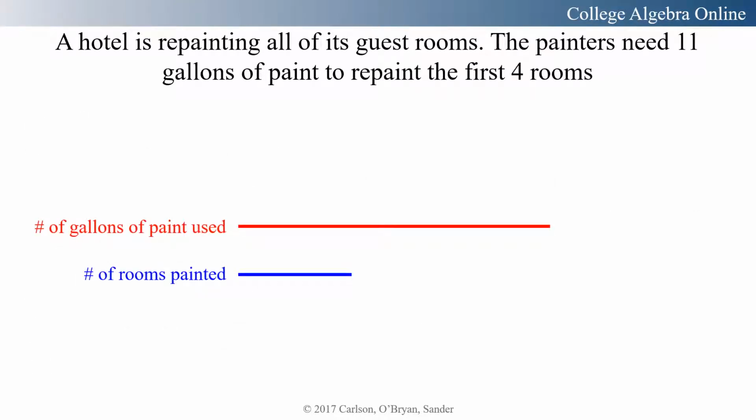Let's visualize the values of the varying quantities using line segments. One line segment's length represents the number of gallons of paint used so far. The other line segment's length represents the number of rooms painted. By putting these line segments next to each other, we can emphasize that the number of gallons of paint used is 2.75 times as large as the number of rooms painted.